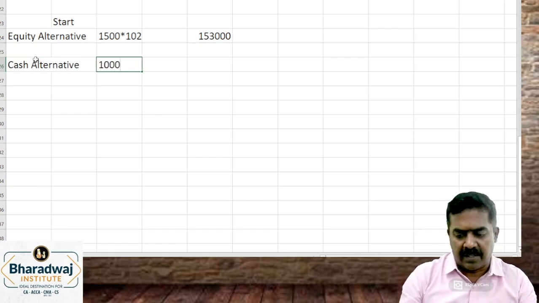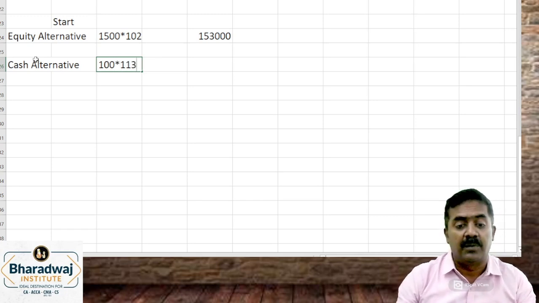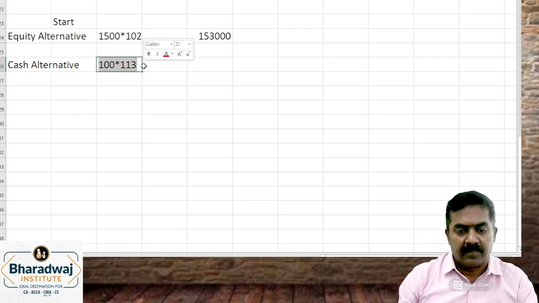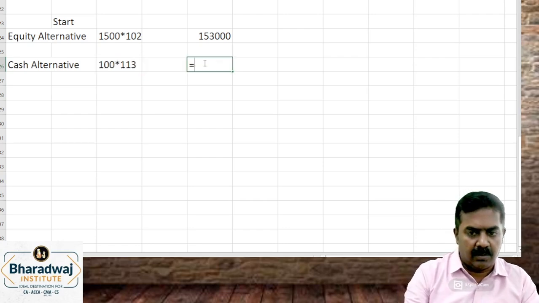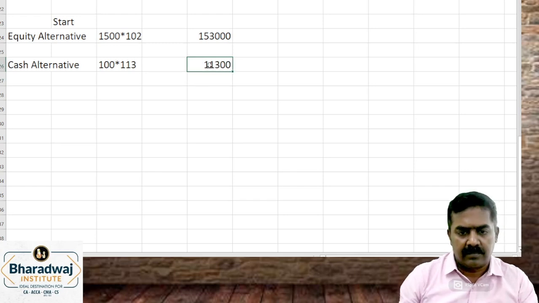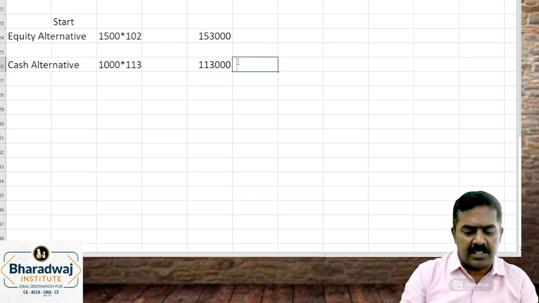If you pay out cash, you will get 1000 shares only at normal fair market value. What is the normal fair market value? 113 you will get. How much will it be? 1000 into 113. So this is the share based payment liability.